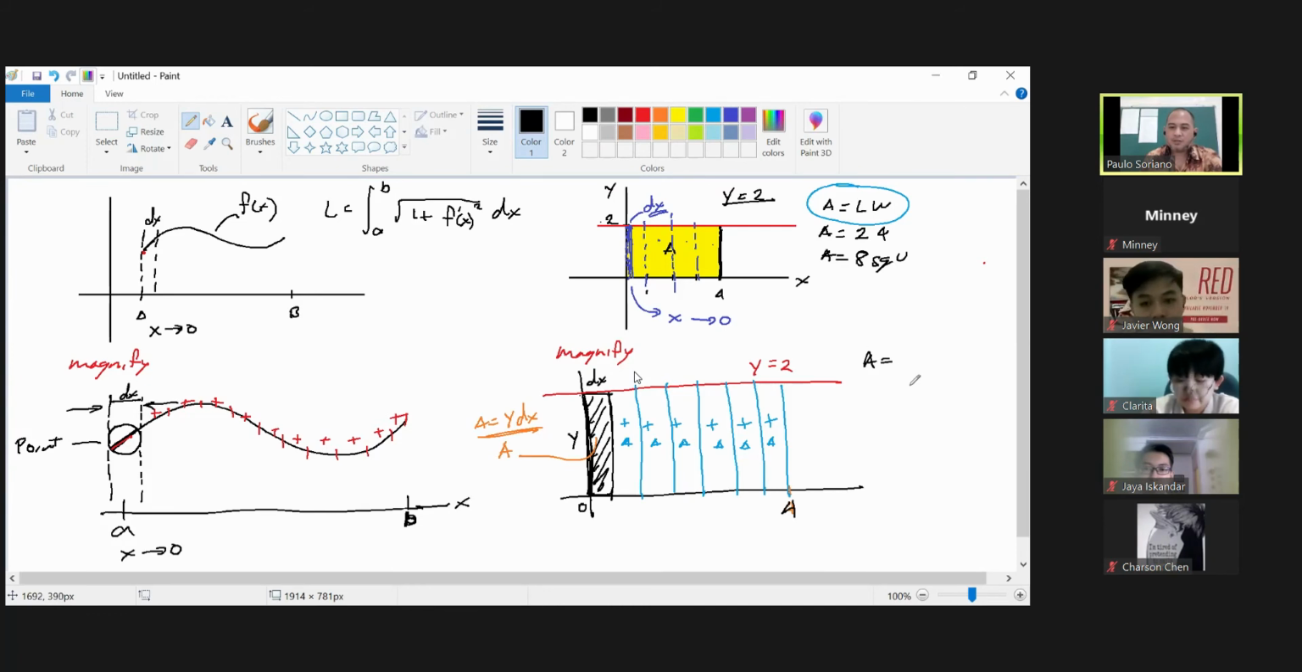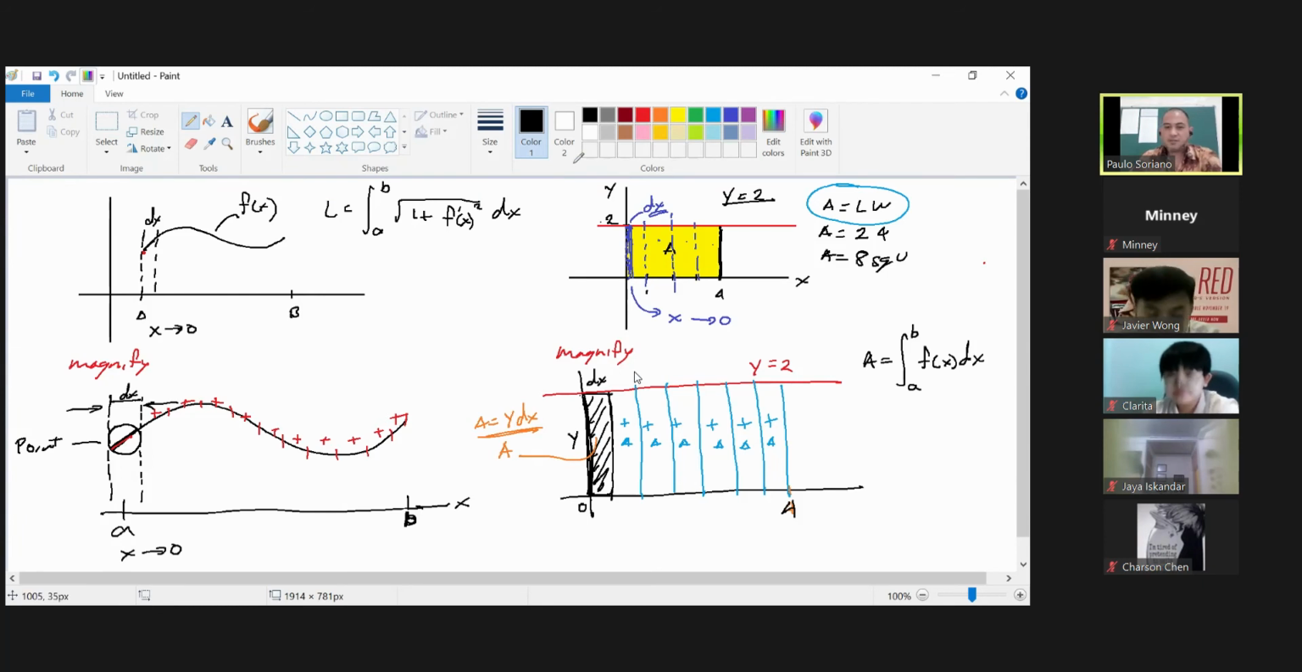So instead of writing it like this, I can now write area as what? Area is equal to length times width. But then we evaluate from 0 to 4. So you can say the integral from A to B of y can also be written as f of x times dx. Okay? Do you agree? Do you think it's logical? Do you think it's possible?